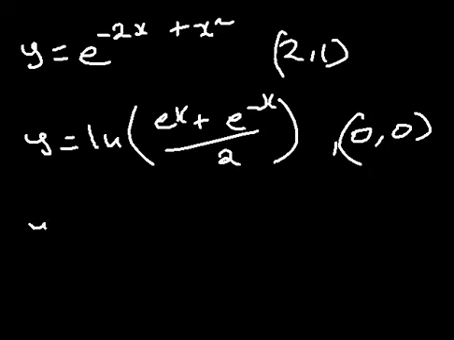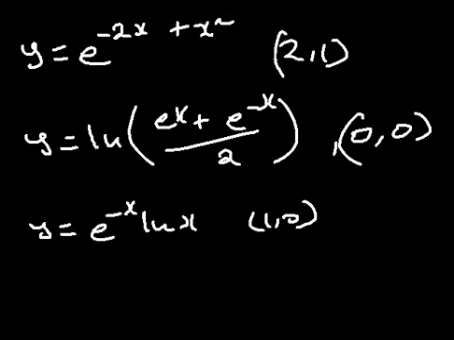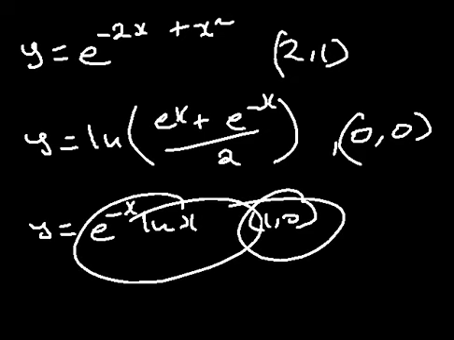Also think about this one as well. Let's say y is equal to e to the power negative x, and also in this case it should be ln x. So what's that? At a point given as, let's say, 1, 0. Also try to find the equation of a tangent line for this function at this point. So that's how you have to understand how we differentiate the exponential functions with base e.